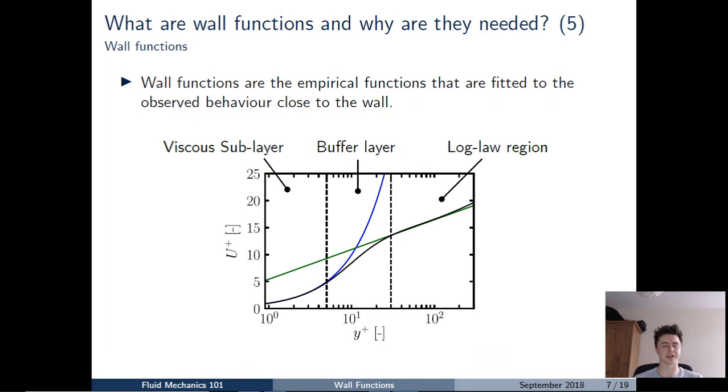Now, in the buffer layer in between these two regions, we can see that the blue curve, the blue wall function, and the green curve, neither of them actually give a good agreement with the observed behaviour, and we're going to talk a little bit about those later and what we might do. So, what is the mathematical form of these functions, and how might we include them in the CFD code?